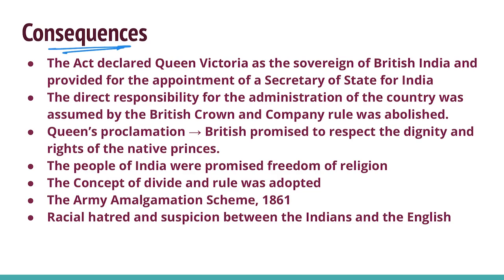Consequences. The revolt of 1857 marks a turning point in the history of India. Before the revolt was fully suppressed, the British Parliament on August 2nd, 1858 passed an act for the better government of India. The act declared Queen Victoria as the sovereign of British India, and provided for the appointment of a Secretary of State for India. The direct responsibility for the administration of the country was assumed by the British Crown, and the company rule was abolished.